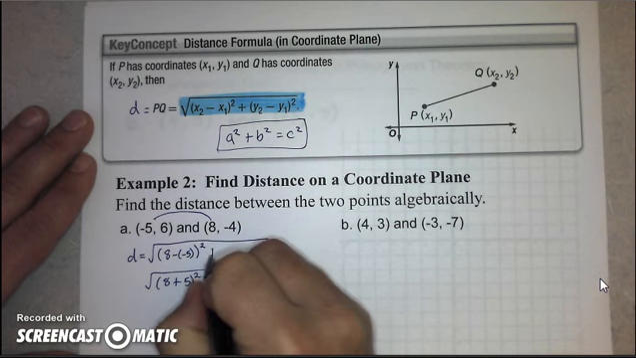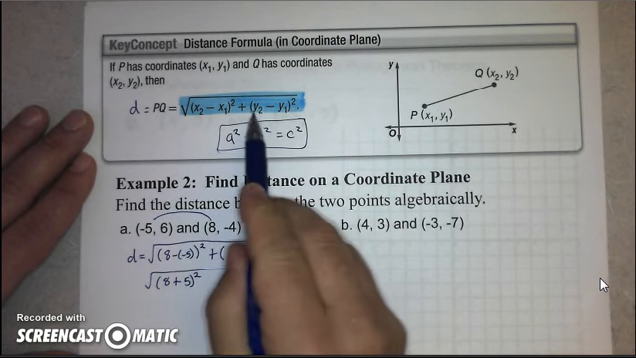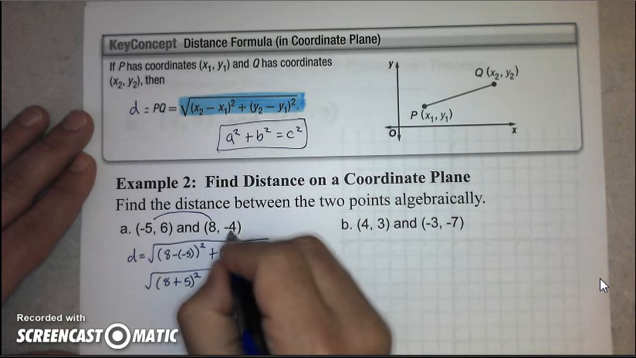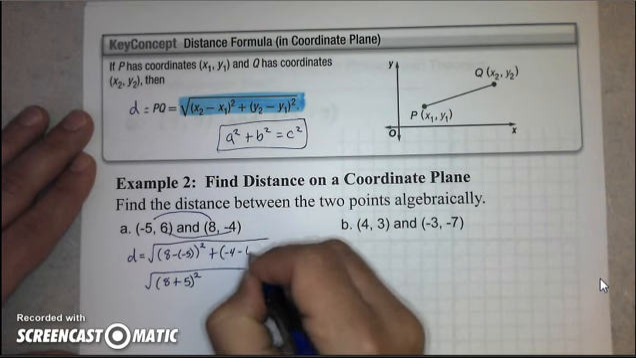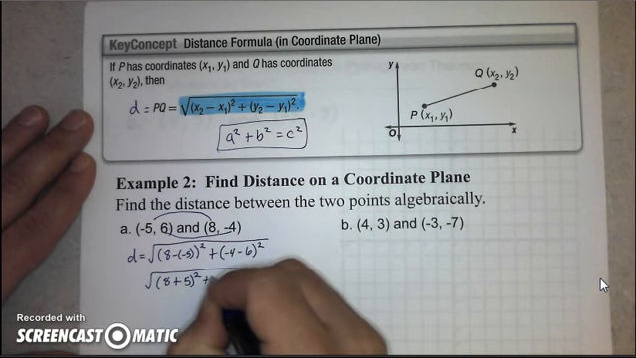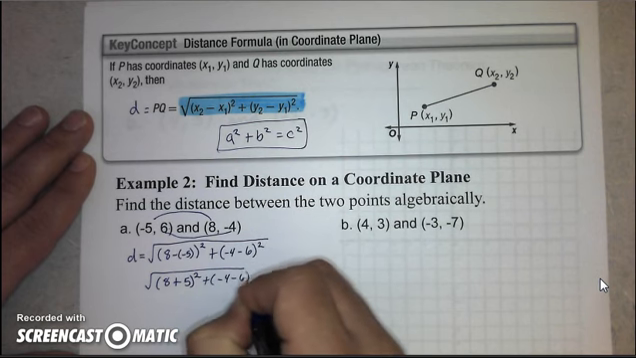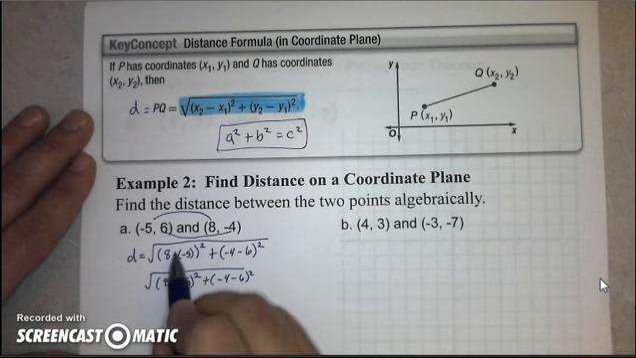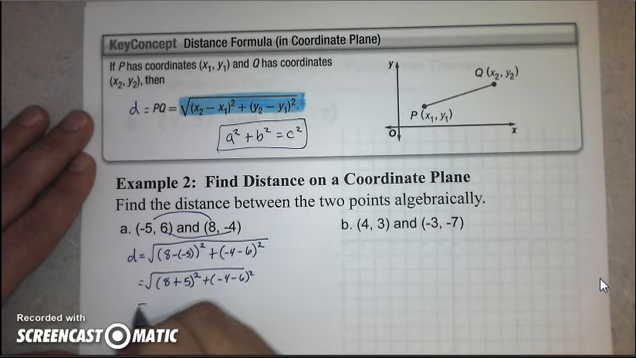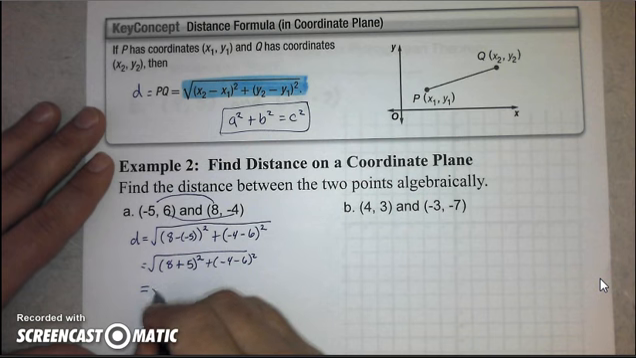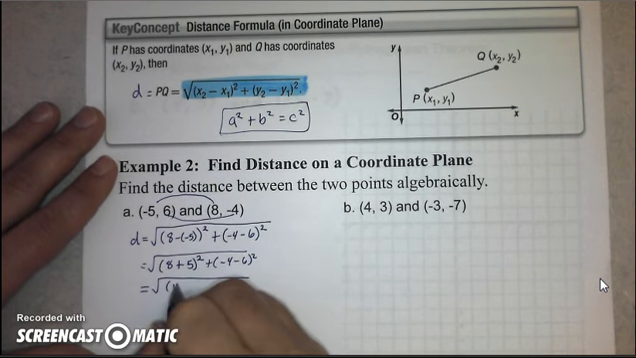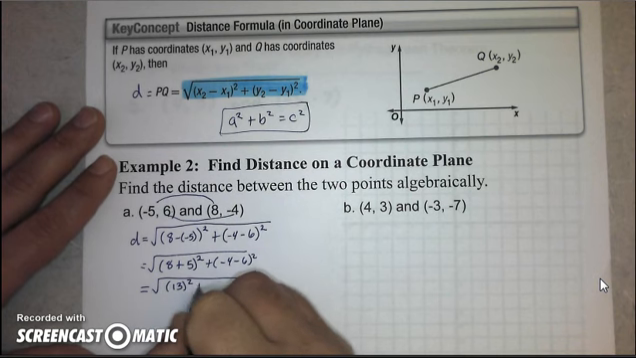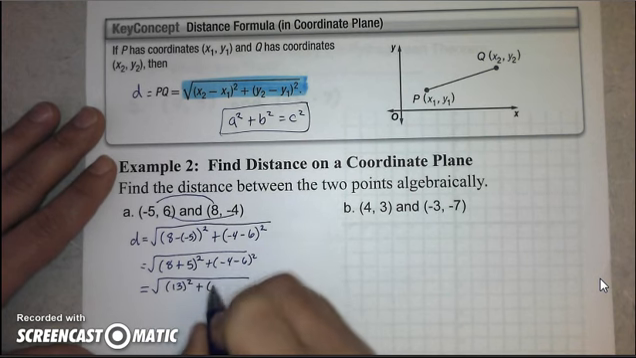Alright. Plus the difference of the y value. So I'm going to take the second y value, negative 4, and subtract 6, and square that. Alright, so there's no minus negatives to change here. And then we can start simplifying. First thing you want to do is what's inside parentheses. 8 plus 5 is 13. And we'll square that. Plus negative 4 minus 6 is negative 10. We're going to square that.